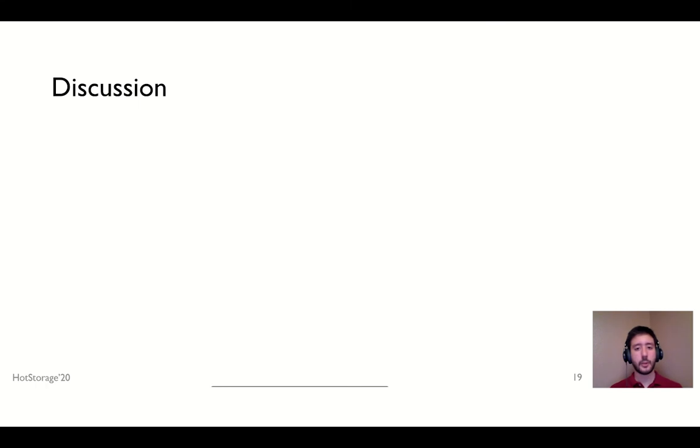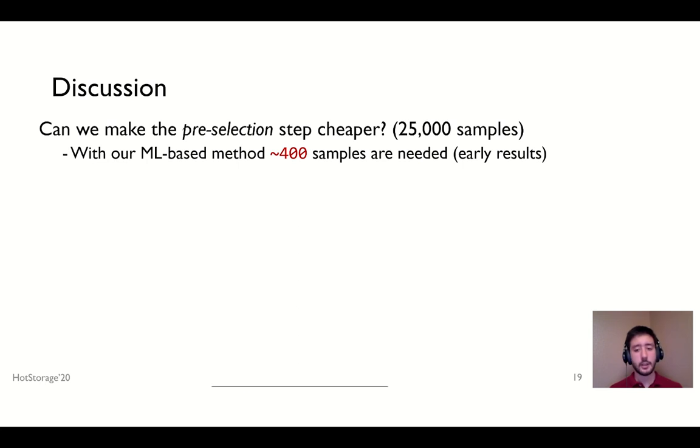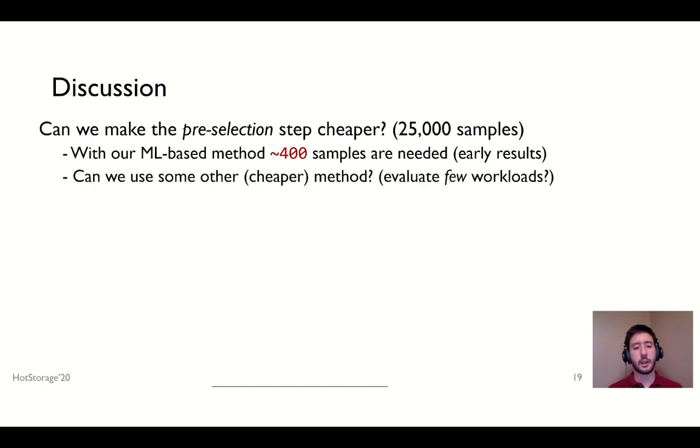So even though we have some very early promising results, there are still some very interesting challenges ahead. One of the very first challenges is how can we make the pre-selection step cheaper? Recall that we needed to evaluate 25,000 samples in order to reach this set of important knobs. And after some very early results that we got, we were able to reduce this number of samples to around 400. But can we actually do better than that? Are there any other methods that we could potentially use that maybe do not use machine learning at all?